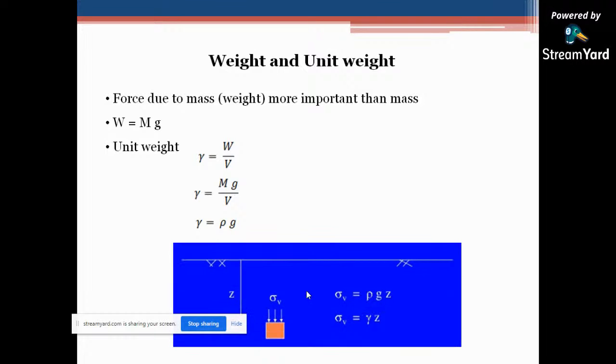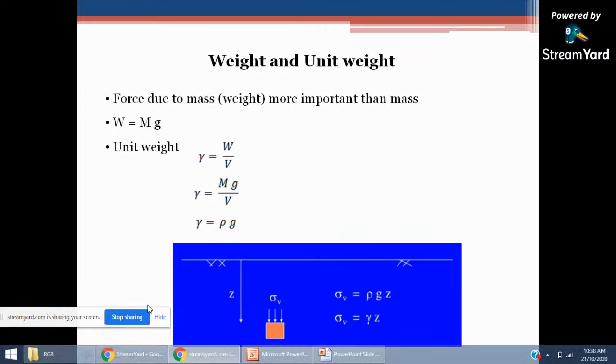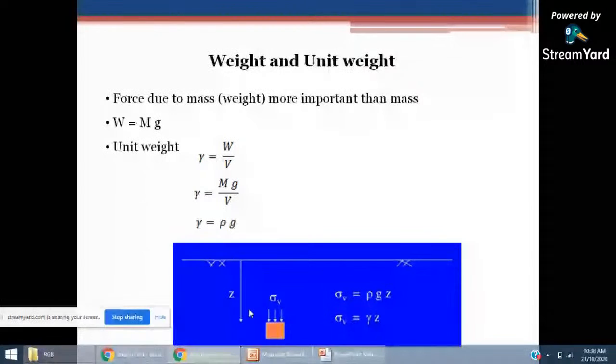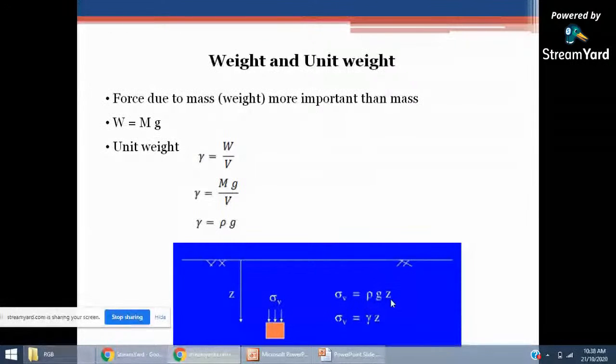Then, when you have some small element and there is a vertical stress here, how is the vertical stress given for the height Z? We don't know how much height is there, where the hard strata is. So the stress in the vertical direction is given by rho g z, and sigma v equals gamma into z, where gamma is the, what is gamma? Unit weight of soil.